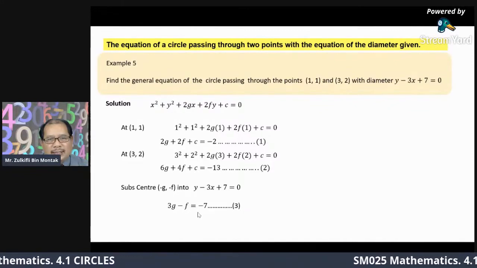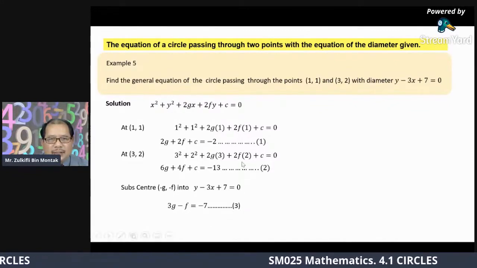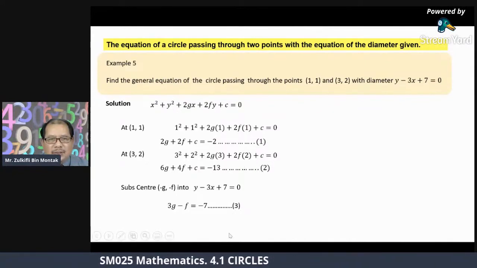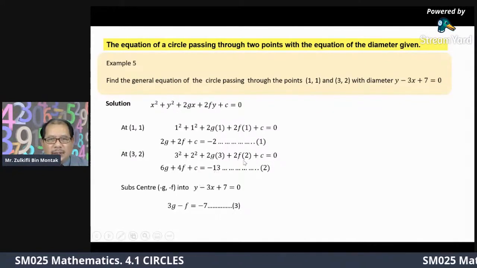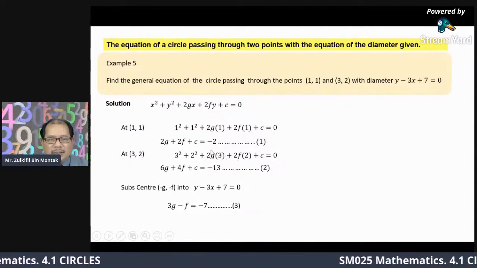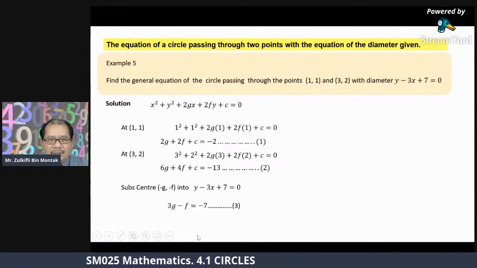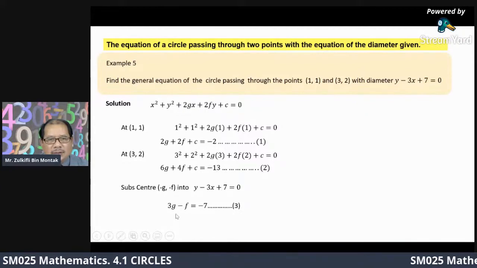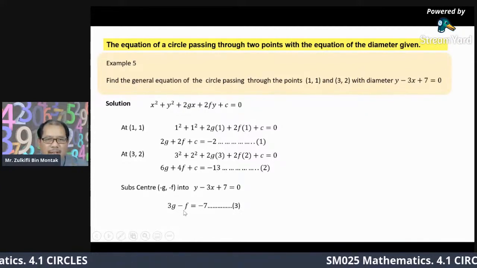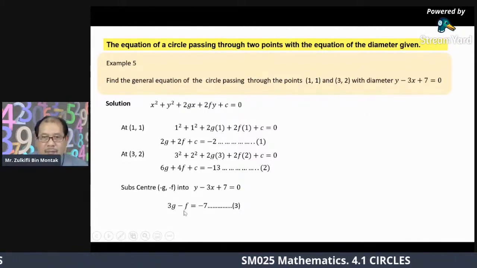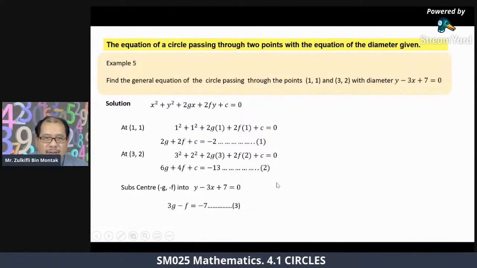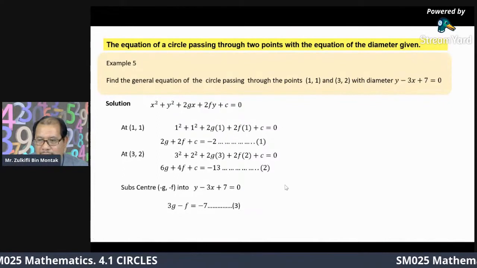equal to negative 7. So if you look at equation number 1, equation number 2, and equation number 3: equations 1 and 2 have three constants G, F, and C, but equation number 3 has two constants, F and G. So we solve equation number 1, equation number 2, and equation number 3 simultaneously.